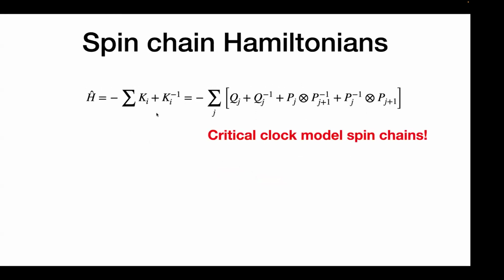And then the spin chain Hamiltonians, which are this sum of k plus k inverse, which is guaranteed to give you a Hermitian Hamiltonian, become a spin chain of these Q and P matrices. And these are called critical clock model spin chains. And then our goal is to understand what happened to the non-invertible symmetry.